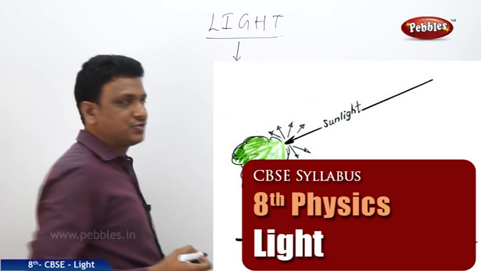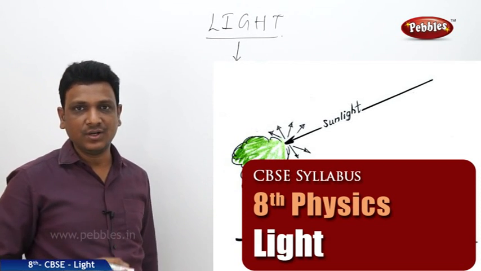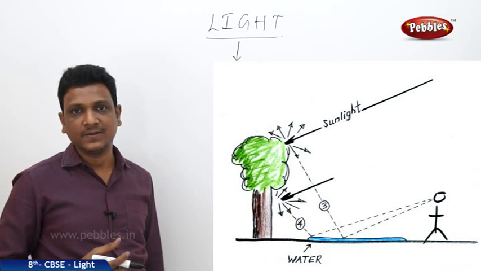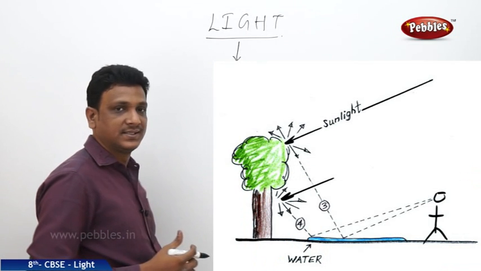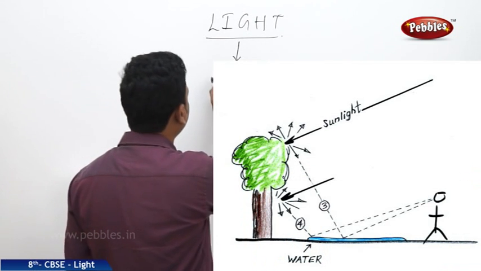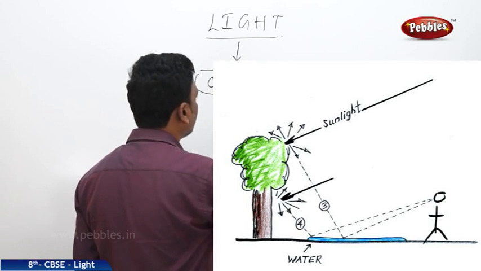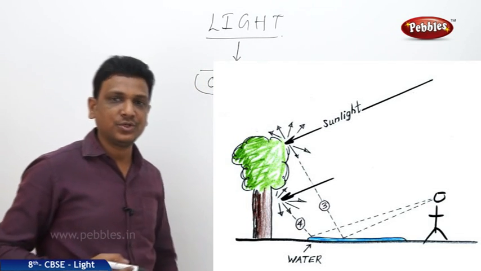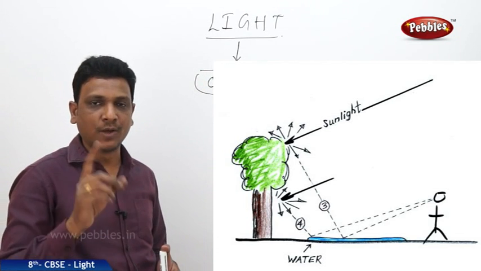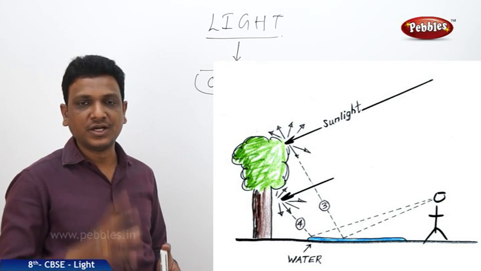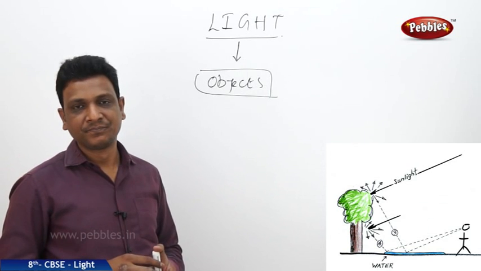So light is a natural phenomenon which helps us to sense the world. We sense the world, we look at the world, we hear the world. Here we look at the world, we visualize everything because of the light. We are able to see different objects. To be able to see an object, that object should glow itself or it should be glown by some other object.